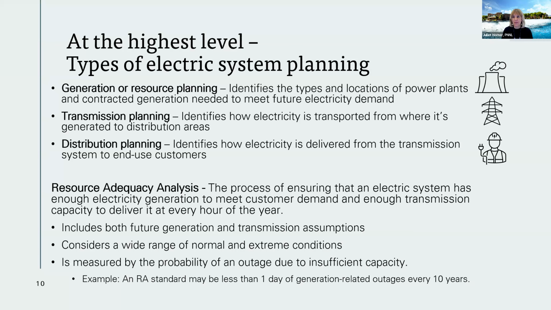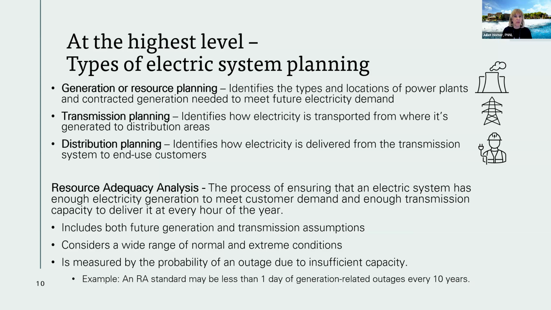All right, so at the highest level, the types of electric system planning are focused on first generation, also called resource planning, which identifies the types and location of power plants or contracted generation needed to meet future electricity demand. Then we have transmission planning, and this is identifying how that electricity is transported from where it's generated to the distribution areas. And then finally, distribution planning identifies how that electricity is delivered from the transmission system down to end use customers. So where does resource adequacy fit into this? Well, when I was first creating these slides, I was thinking of talking about it as resource adequacy planning. And as Eran and I discussed, it's really not planning.